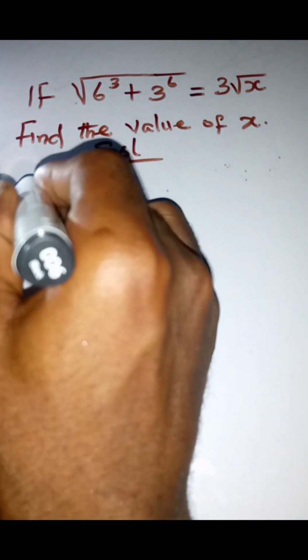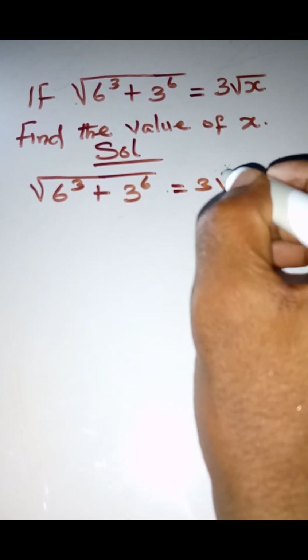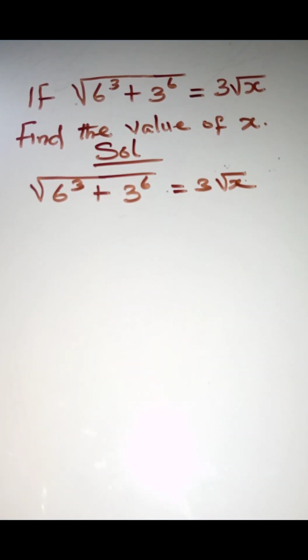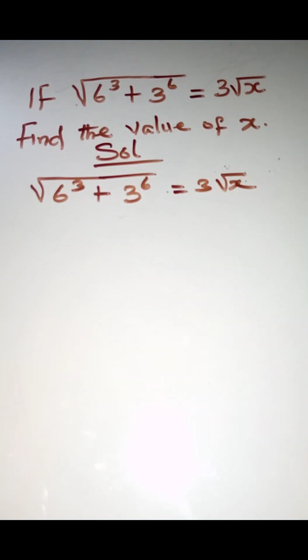Solution: we have the square root of 6 to the power of 3 plus 3 to the power of 6 equal to 3 root x, and we are looking for the value of x. Now what do we do? Let's work on the left hand side until we have something similar to this, something that we can relate to 3 root x.